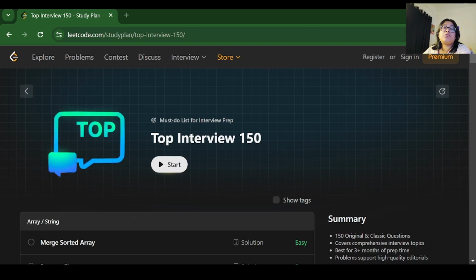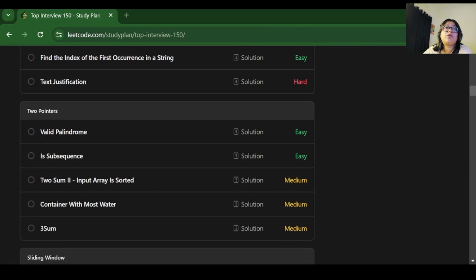Today we are going to see a new question from Top Interview 150, and the question is a two-pointer based question, which is Container With Most Water. This is a medium level question. Now let's move on to the problem description.